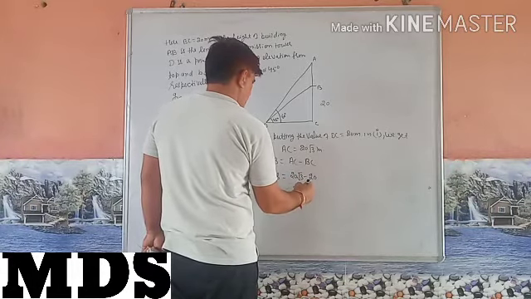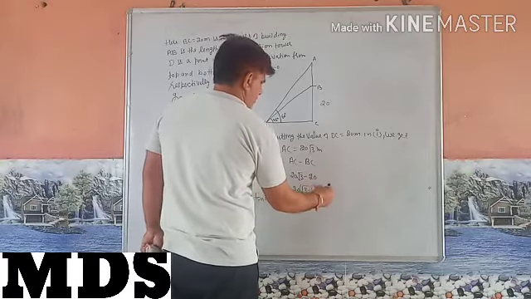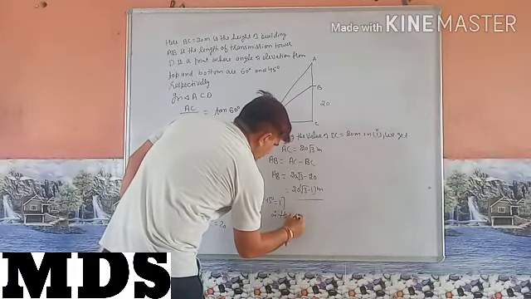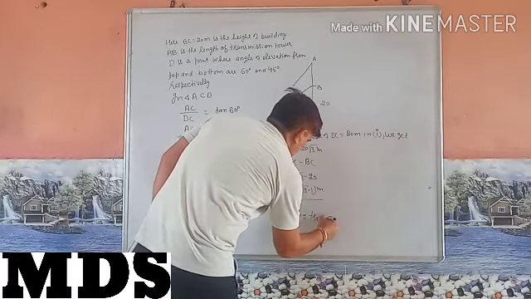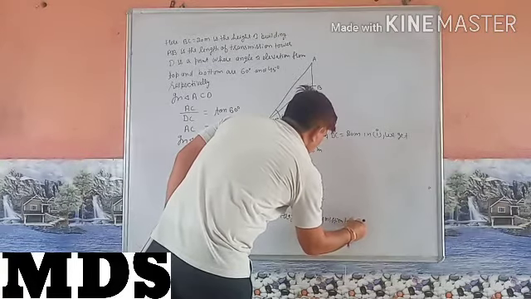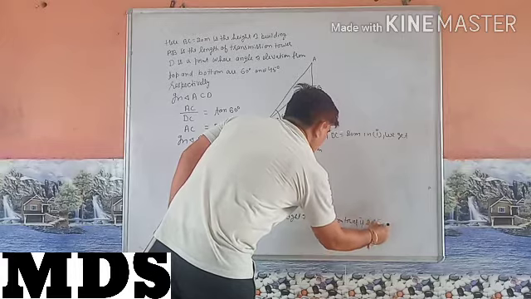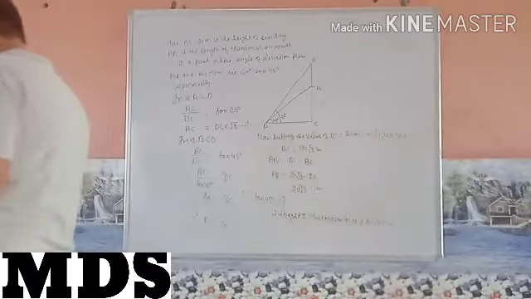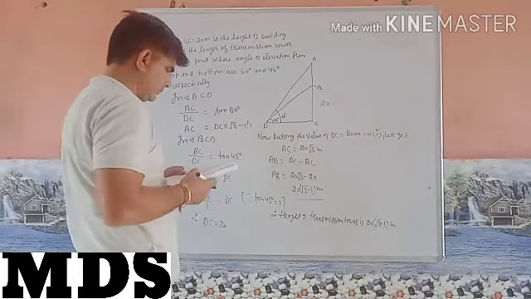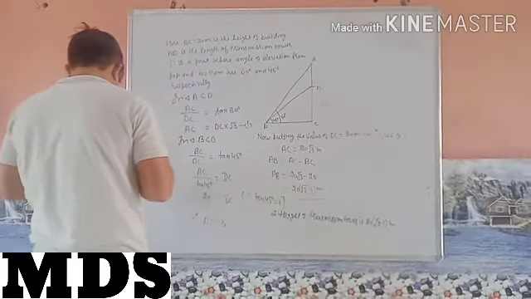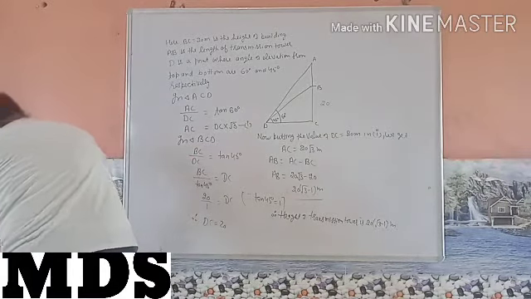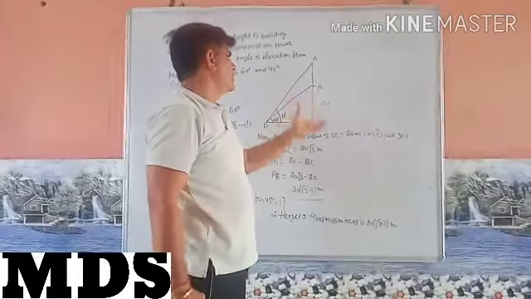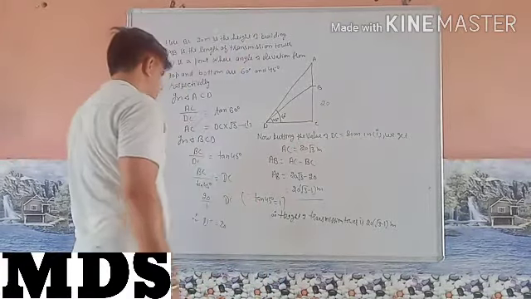What's common? 20 take common. Under root 3 minus 1. Here write therefore height of transmission tower is 20 under root 3 minus 1. This is the easy portion of math, no problem. Easily you can solve. So this is the height of transmission tower that you have to find out. So first find out the AC minus BC. What's your AB? So easily you can do this.